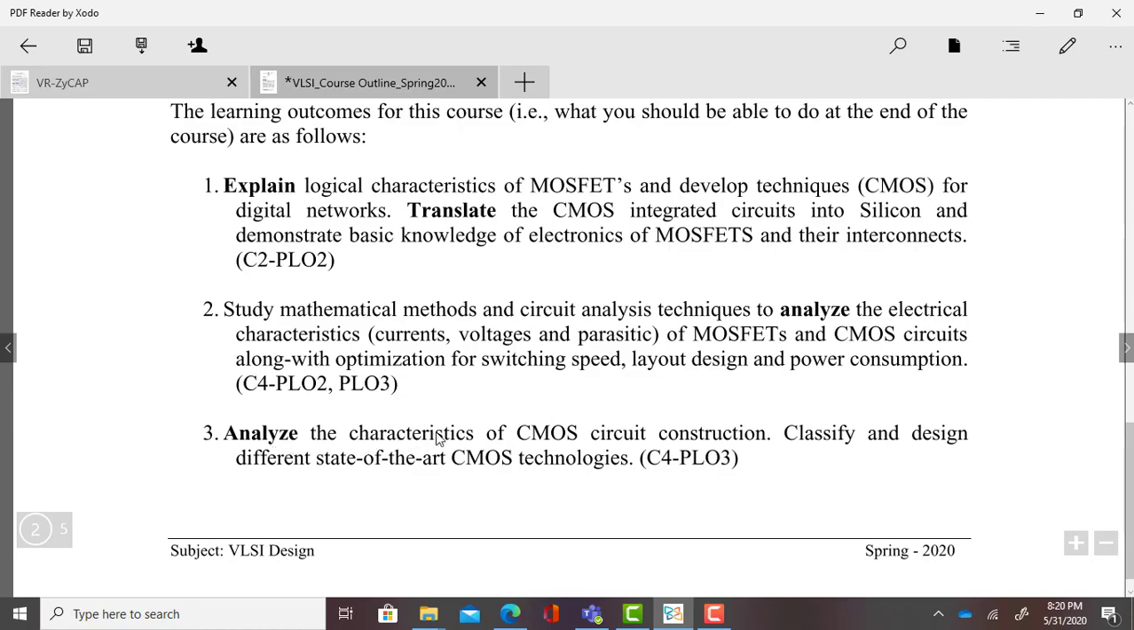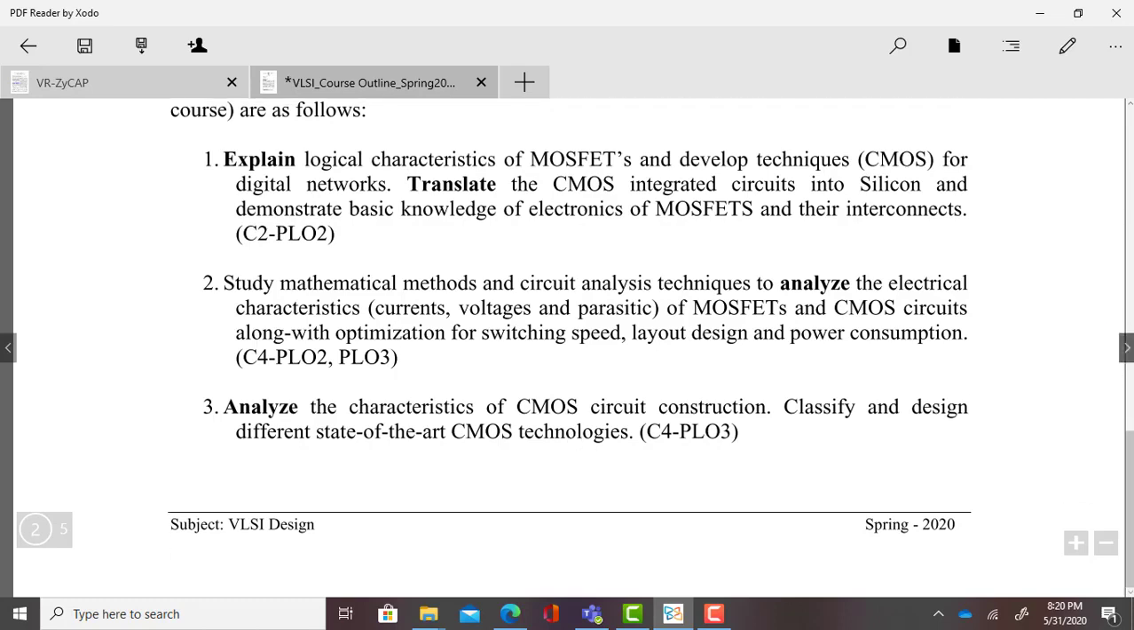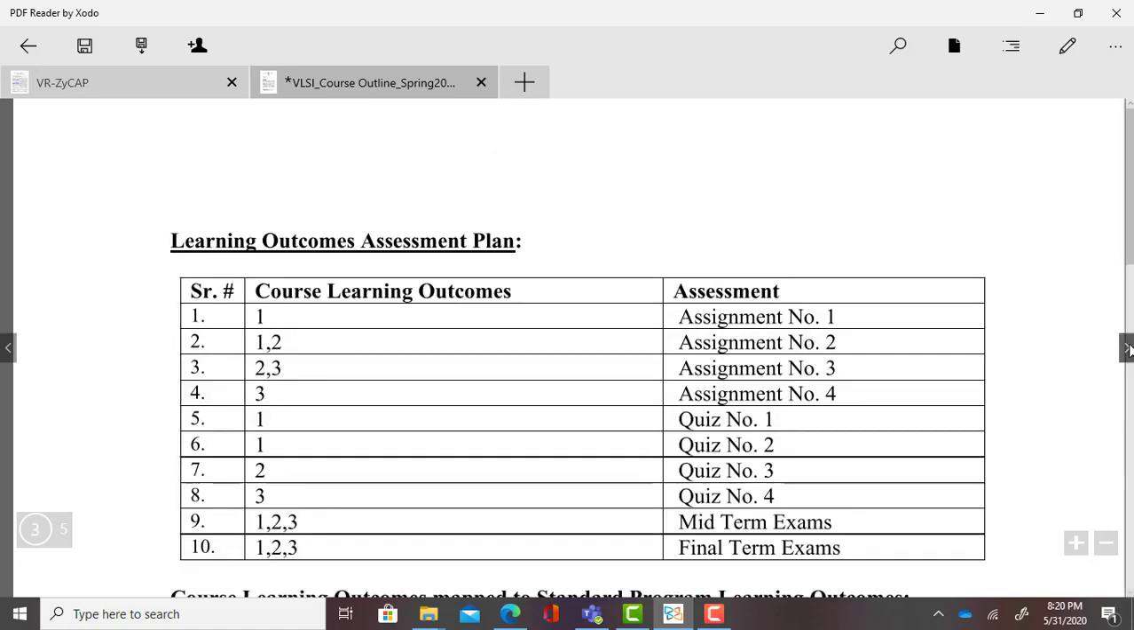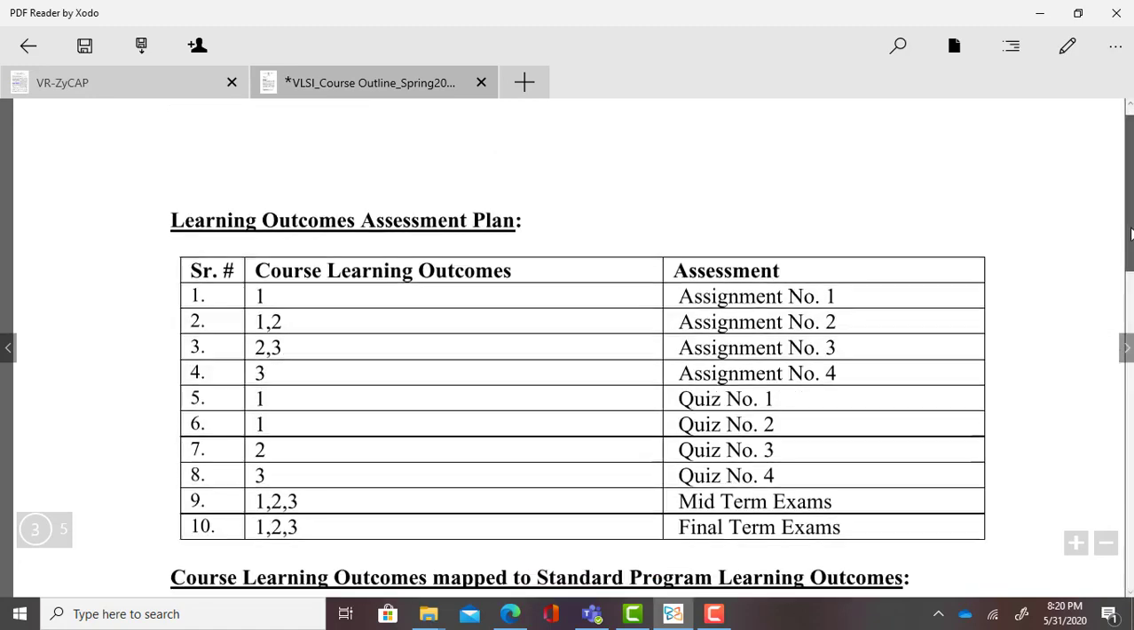The third one is analyze the characteristics of CMOS circuit construction, classify and design state-of-the-art CMOS technology. Okay. Hopefully, when the course goes on, we will understand more about the CMOS.